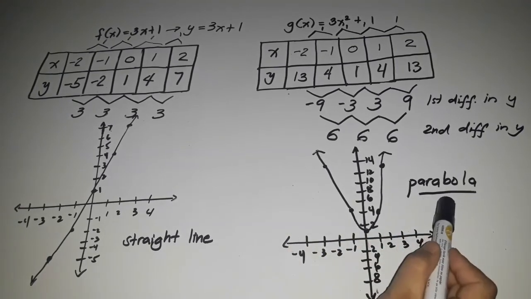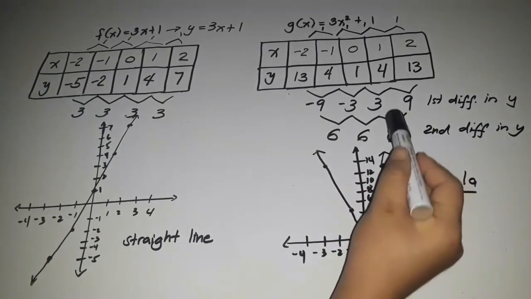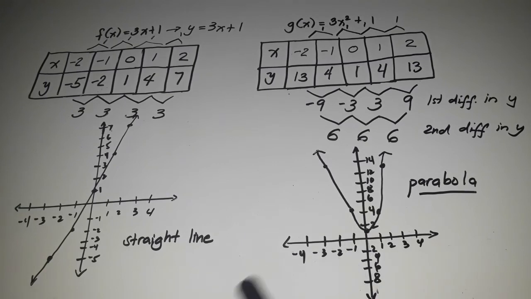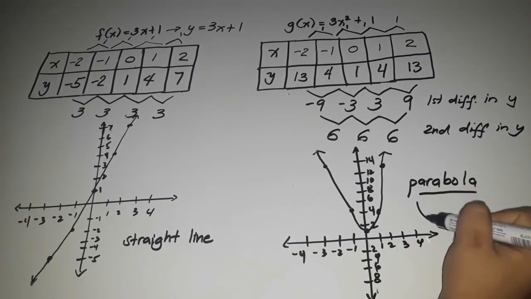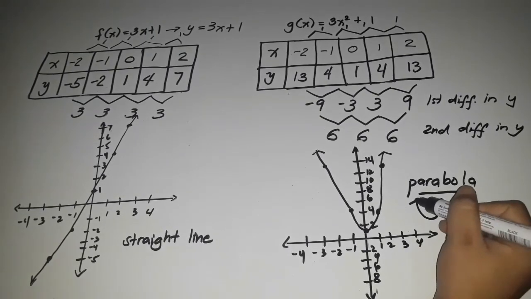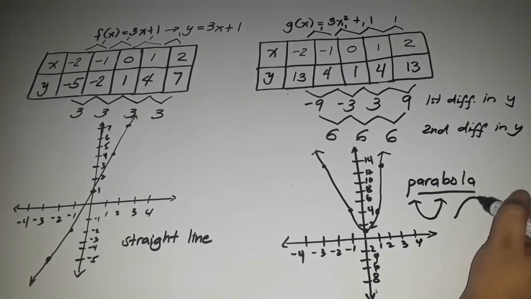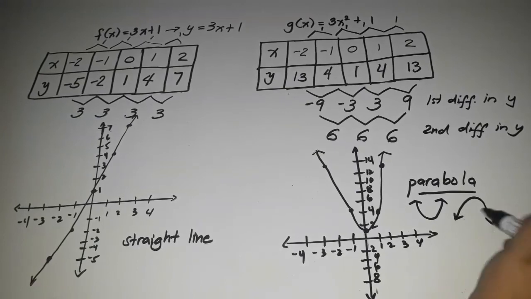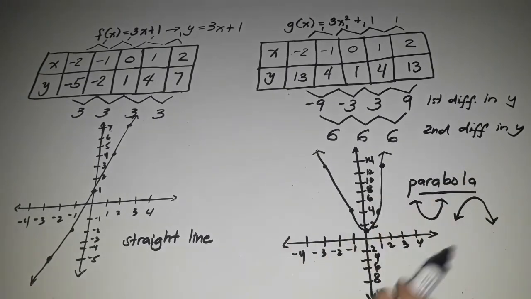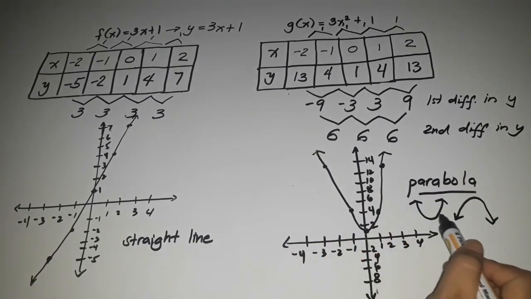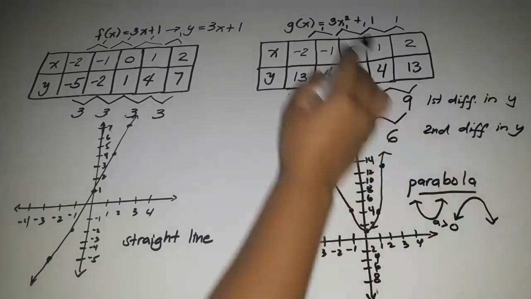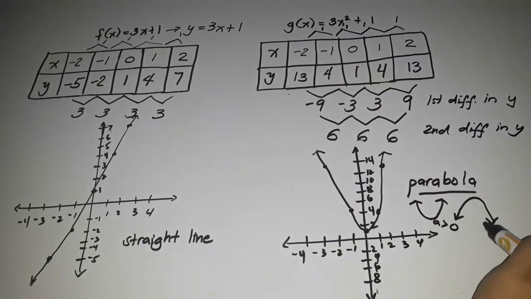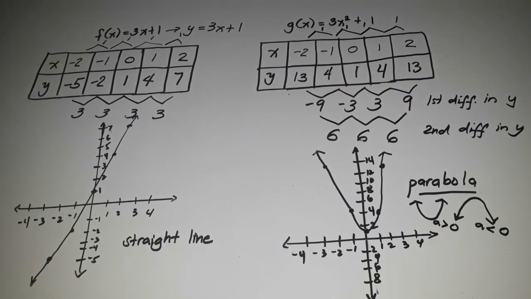Ang parabola ay pwedeng opens upward o kaya naman opens downward. Okay, so dalawa ang pwedeng maging itsura ng parabola. Opens upward or opens downward. Opens upward siya pag ang A is greater than 0, pag positive. Open downward kapag ang A ay less than 0.